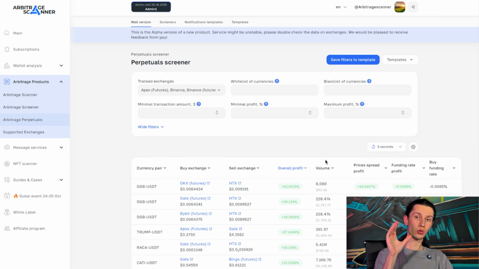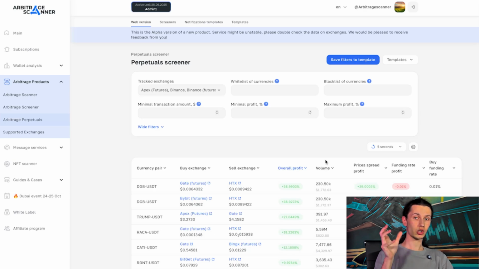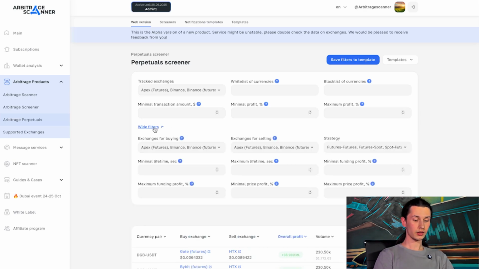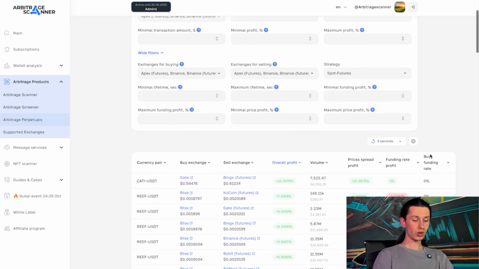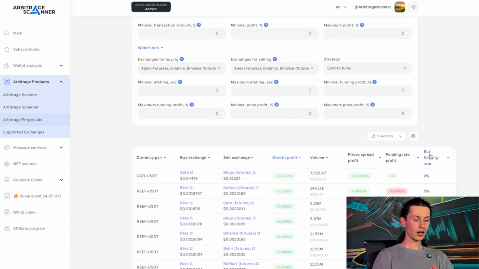Okay, so there are three main strategies that you can focus on during arbitrage and perpetual contracts. Those being futures plus futures, futures plus spot, and spot plus futures. Let's start with spot plus futures. So, what will go on here? The strategy is pretty simple.